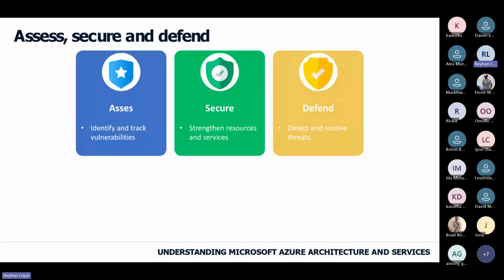So Defender for Cloud addresses three crucial requirements in managing the security of your resources and workloads across the cloud and on premises. So number one is continuous assessment, which helps you gain awareness of your security posture by identifying and tracking vulnerabilities consistently. Security hardening helps secure resources and services. And finally, threat defense detects and resolves threats targeting resources, workloads, and services.